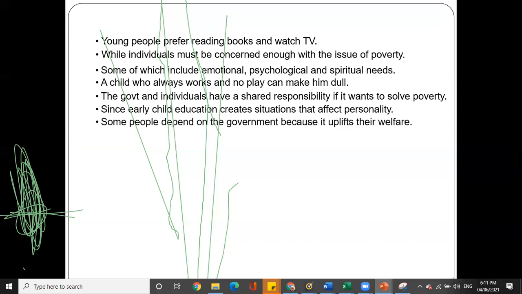Some people depend on the government because it uplifts their welfare. There's nothing wrong with this one. Yeah, there's nothing wrong with that one. So it refers to government and their refers to people. There. In this way, poor people can provide support to his or her family. Could you correct that for me, please?